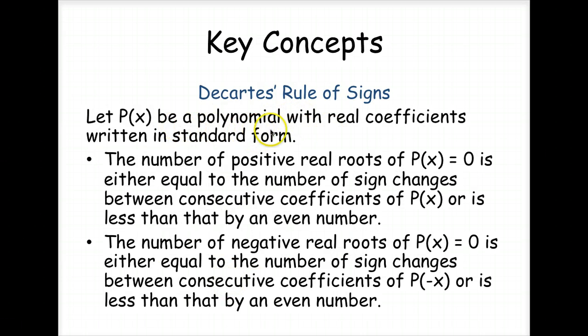First of all, we're going to let p of x be a polynomial with real coefficients that are written in standard form. Standard form, it's going in descending order by variable set equal to x. The number of positive real roots is either equal to the number of sign changes between consecutive coefficients or less than that by an even number. So think positive goes down by even numbers. So if you've got x to the fourth, then your possible solutions are going to be 4, 2, or 0. No odds in there. The number of negative real roots is either equal to the number of sign changes or less than that by an even number.